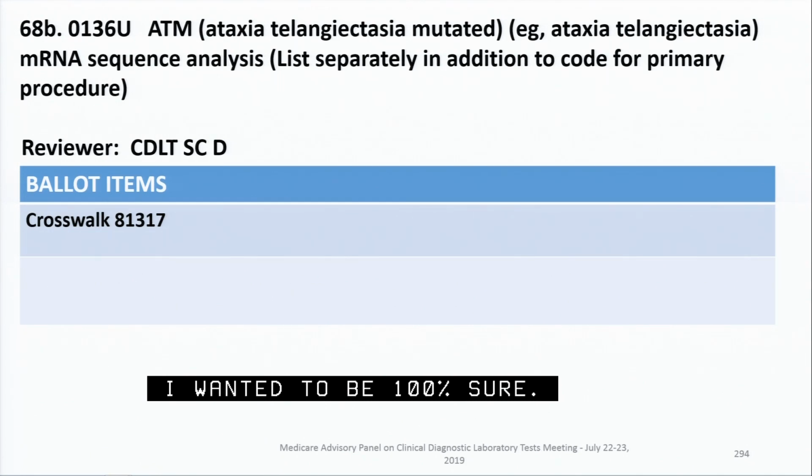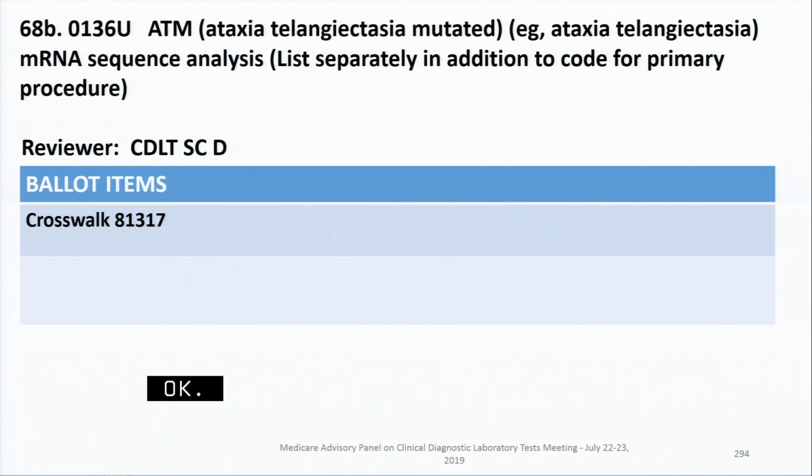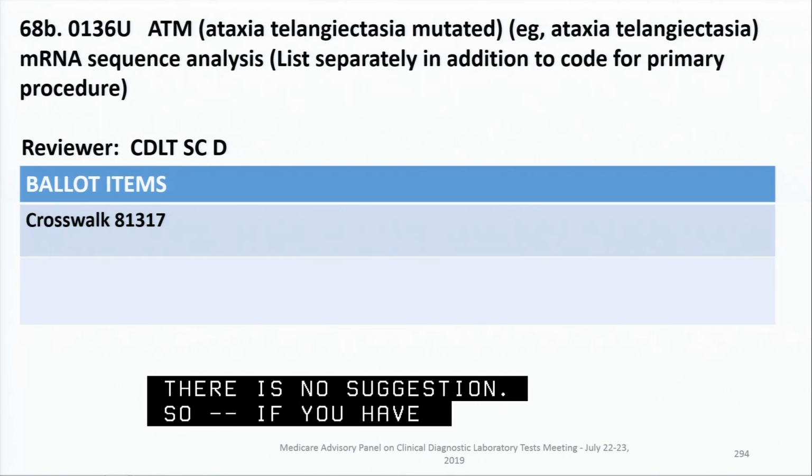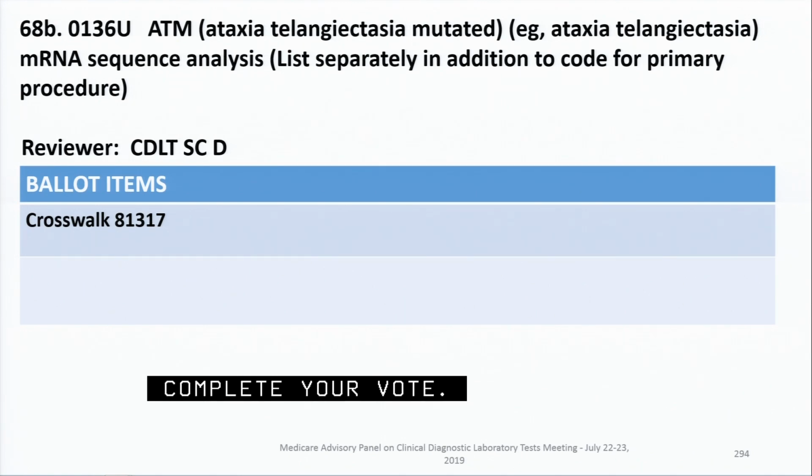Okay. There is no suggestion for another crosswalk? Got it. So, okay, sorry about this, Sarah. So everybody, if you've not voted, complete your vote. And the crosswalk is 81317, gap fill as well. So in essence, there was no change to the items.